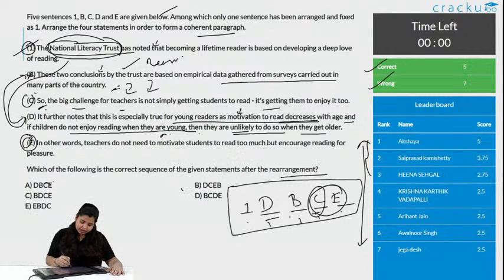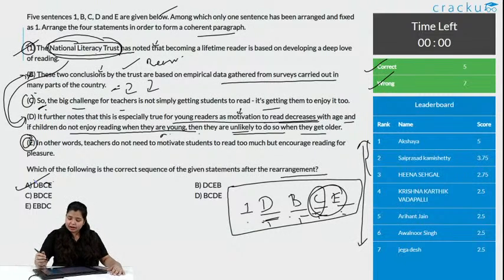The next question says, which of the following is the correct sequence of the given sentences after the rearrangement? You know it is DBCE. Where is DBCE? It is in option A. So, option A is the correct answer, and 5 people got this correct and 7 wrong.